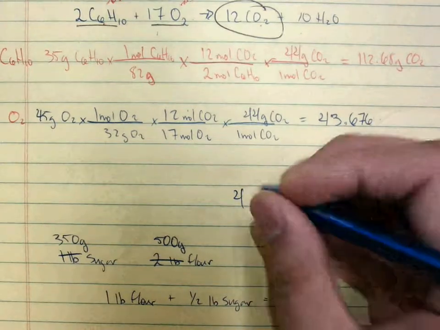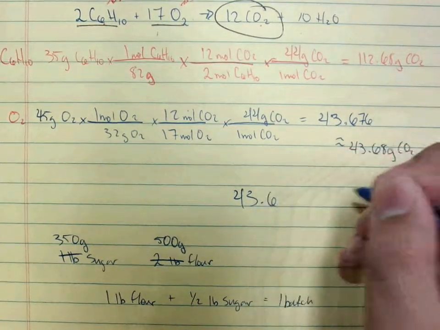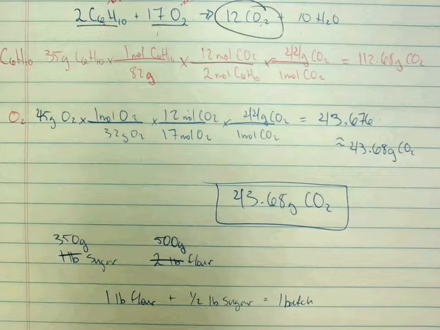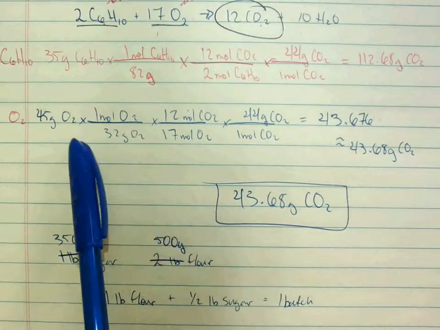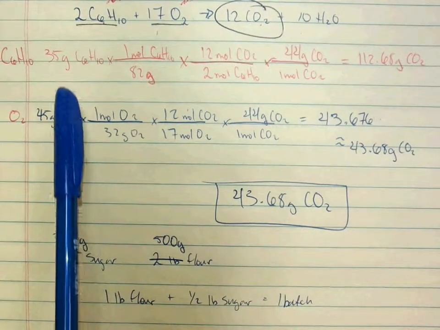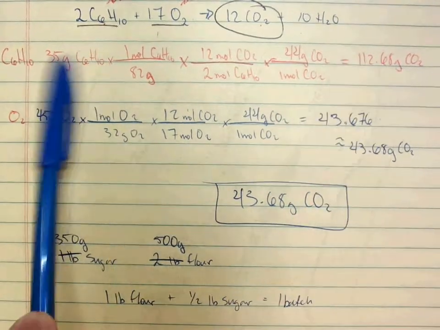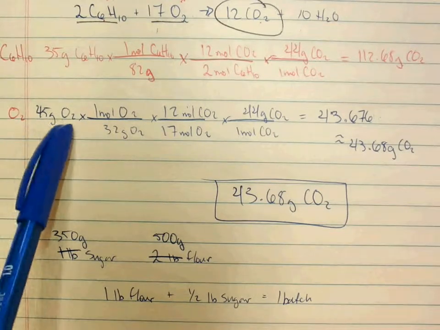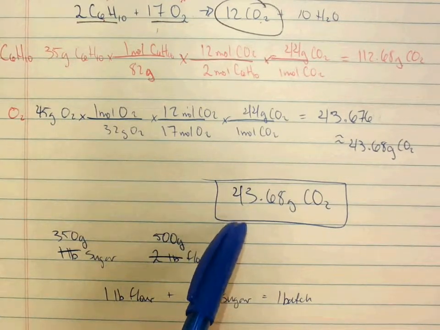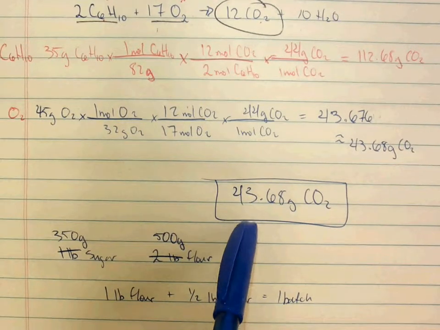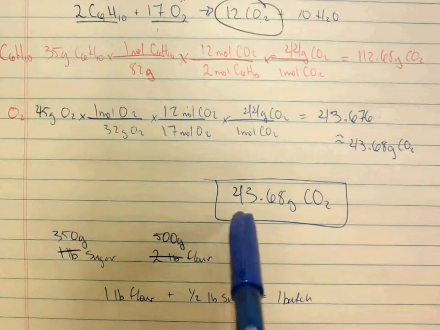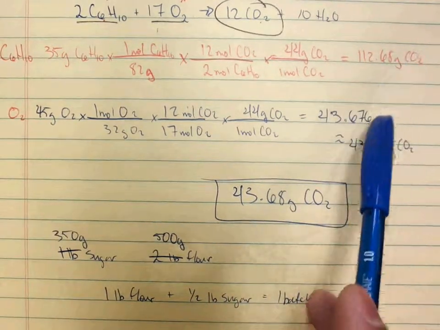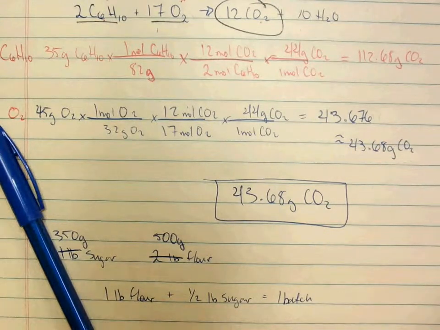That's called my limiting reactant. What limits me is the amount of oxygen I have, not the amount of C6H10. This is extra. I have extra C6H10. What I'm missing is O2, and because I'm missing O2, I can only make as much CO2 as the O2 allows me to make. So my answer is this. My limiting reagent is oxygen, because I don't have enough oxygen to make all of this CO2. I only have enough to make this much CO2. And that is stoichiometry.